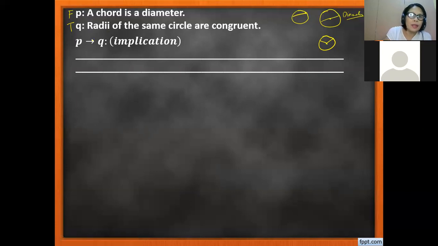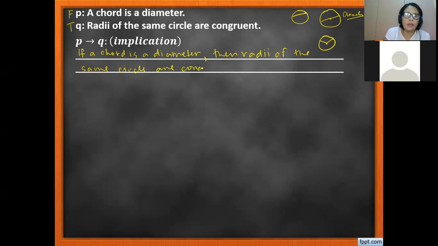Sige, ako na lang. If a chord is a diameter, then radii of the same circle are congruent. And what's the truth value for this? So this is FT. So this is true. Okay?